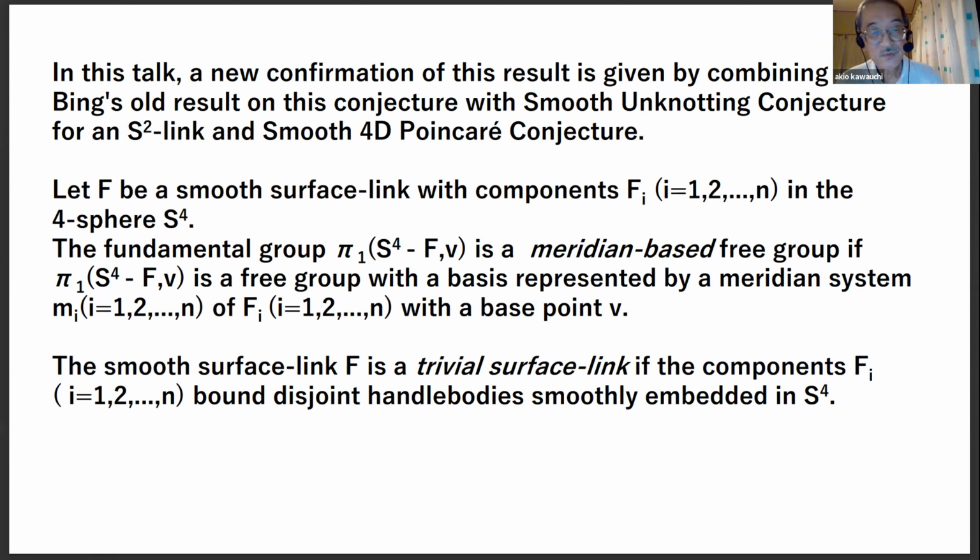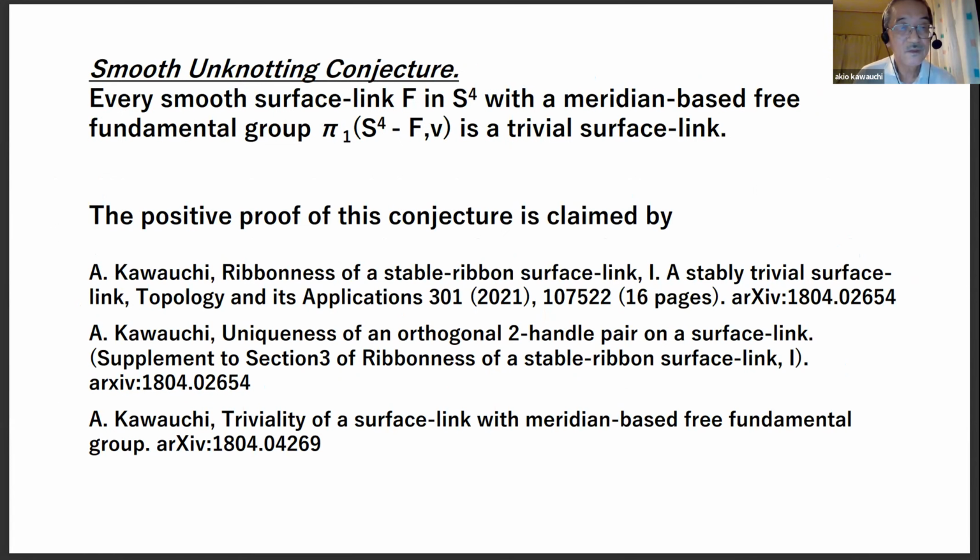The fundamental group of a surface link is a meridian-based free group if the fundamental group is a free group with a basis represented by a meridian system of Fi with some base point. The smooth surface link F is a trivial surface link if the components Fi bound disjoint handlebodies smoothly embedded in the 4-sphere. So the smooth unknotting conjecture is: every smooth surface link F in the 4-sphere with a meridian-based free fundamental group is a trivial surface link.